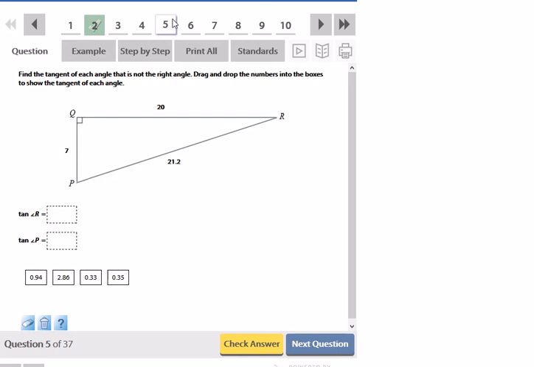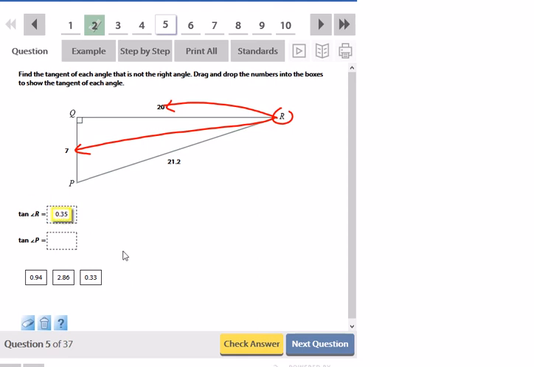Find the tangent of each angle that is not the right angle. So here, the tangent of R and the tangent of P. Tangent is still opposite over adjacent. So if we look at R, opposite of R is 7. The adjacent leg is 20. So 7 divided by 20 should be 0.35.